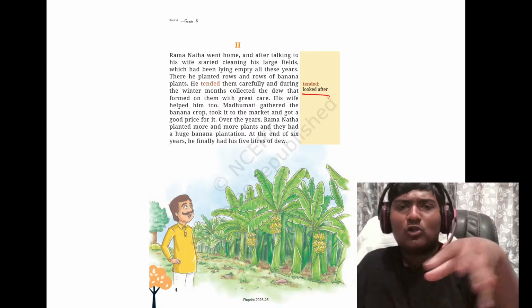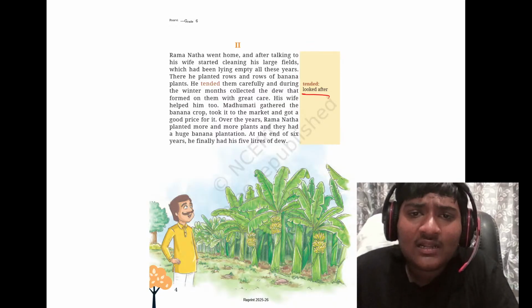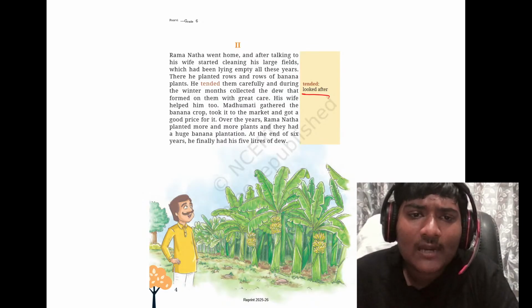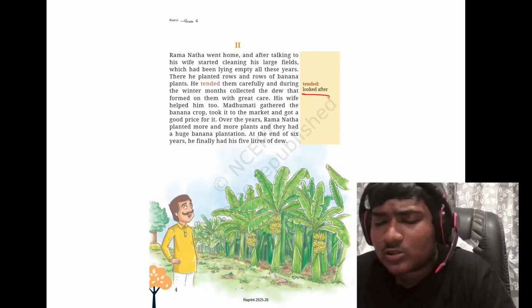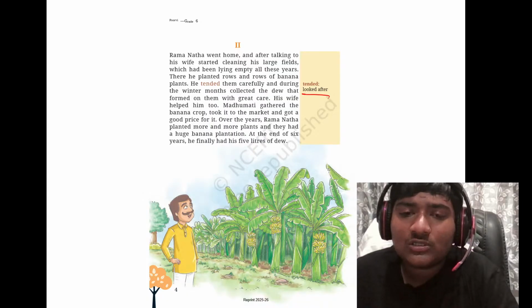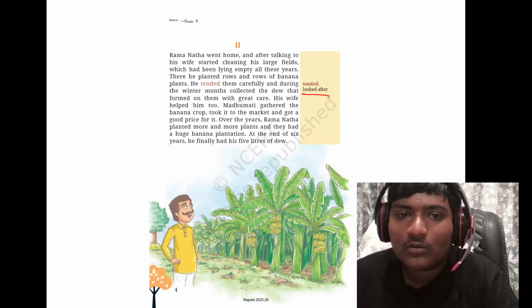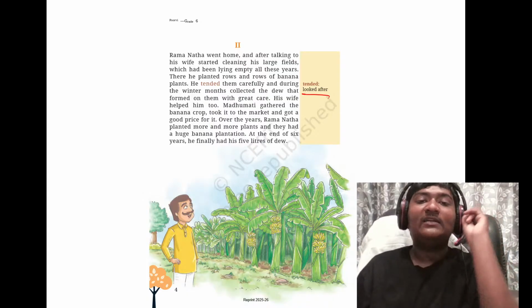During the winter, he planted all the banana plants, looked after them carefully in the winter months and collected the dew with great care. His wife helped him too. Madhumati also helped in the plantation of banana crops. Madhumati gathered the banana crop, took it to the market and got a good price over the years. Ramanatha planted more and more plants and they had a huge banana plantation. At the end of 6 years, he finally had 5 liters of it.